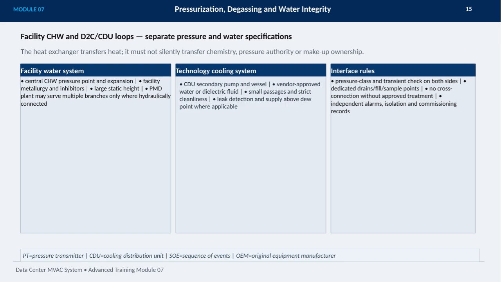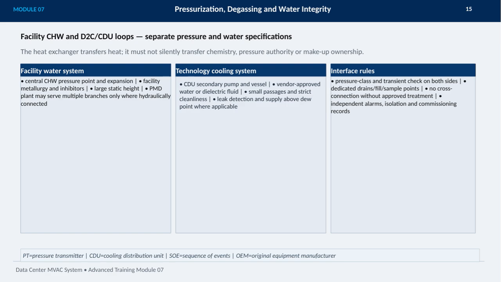For the technology cooling system, important factors include the CDU secondary pump and vessel, vendor-approved water or dielectric fluid, small passages requiring strict cleanliness, and leak detection with supply maintained above the dew point when needed.